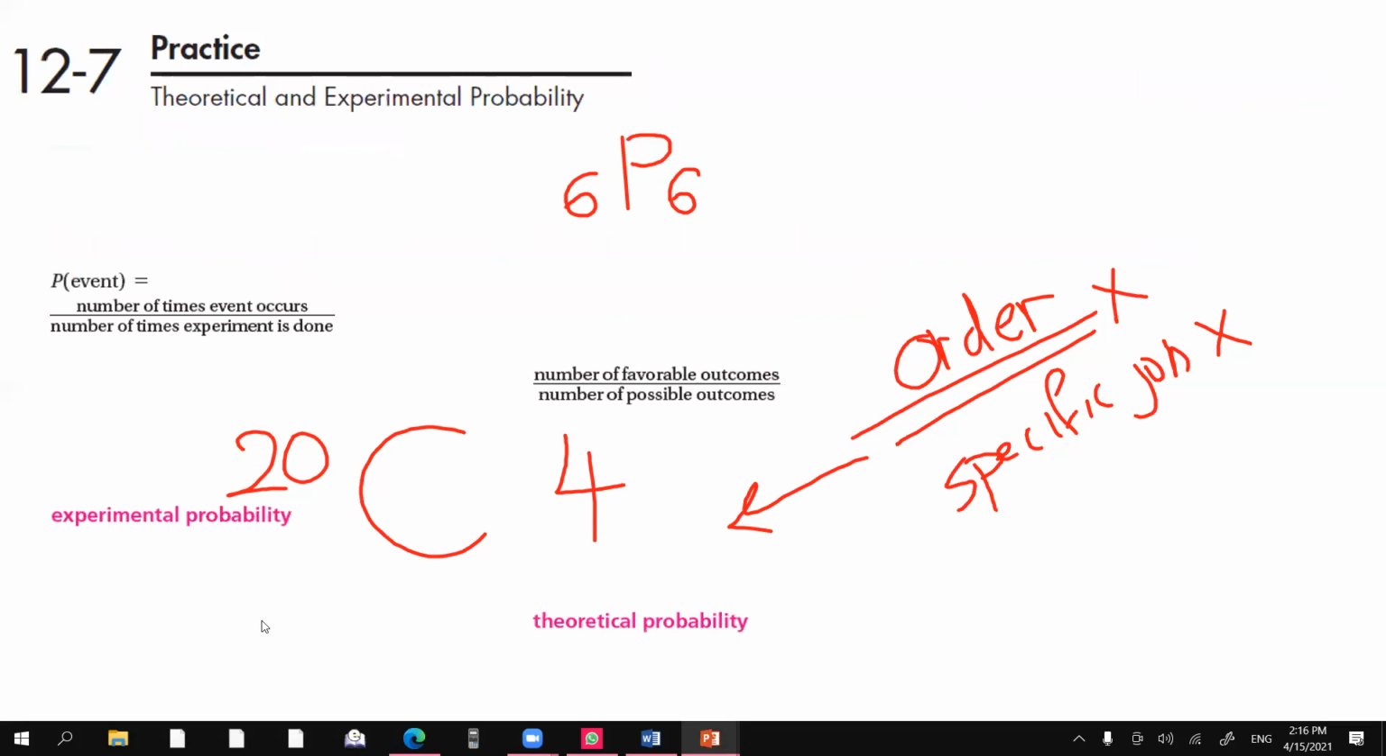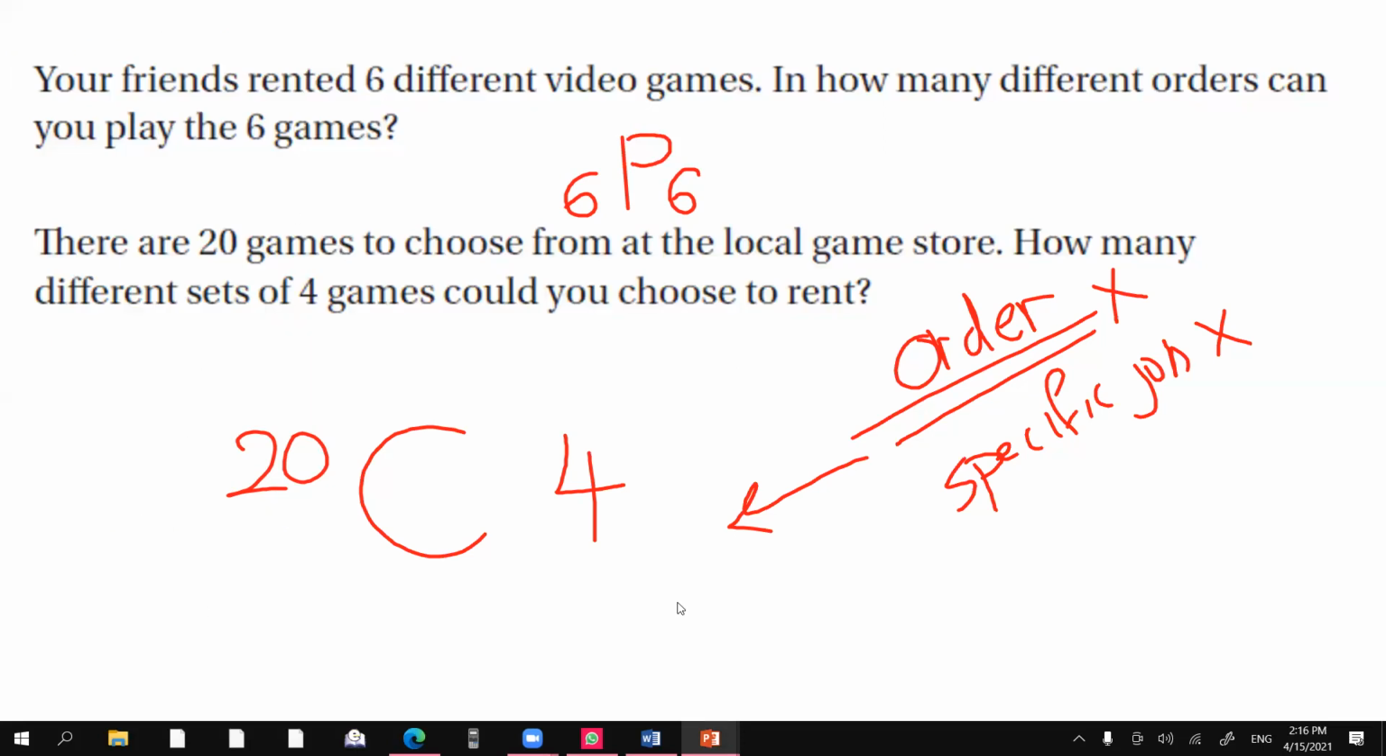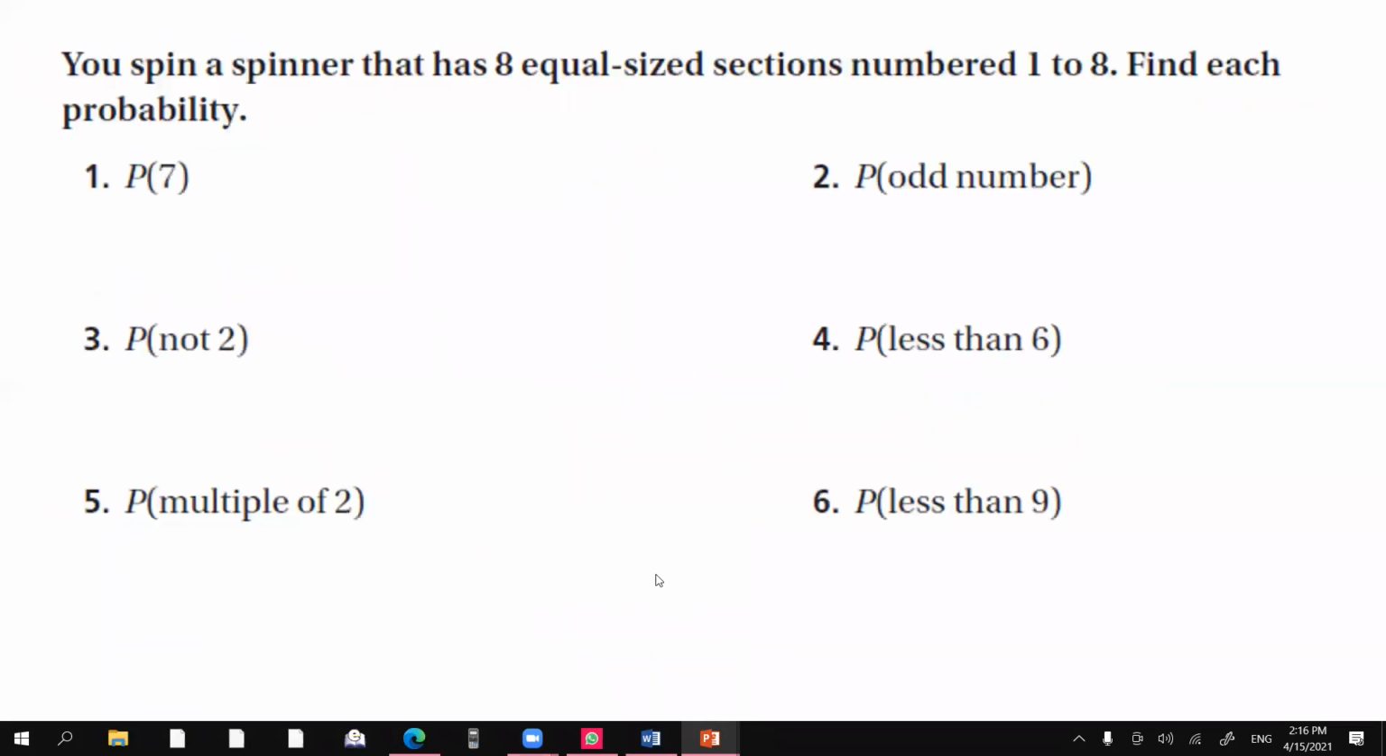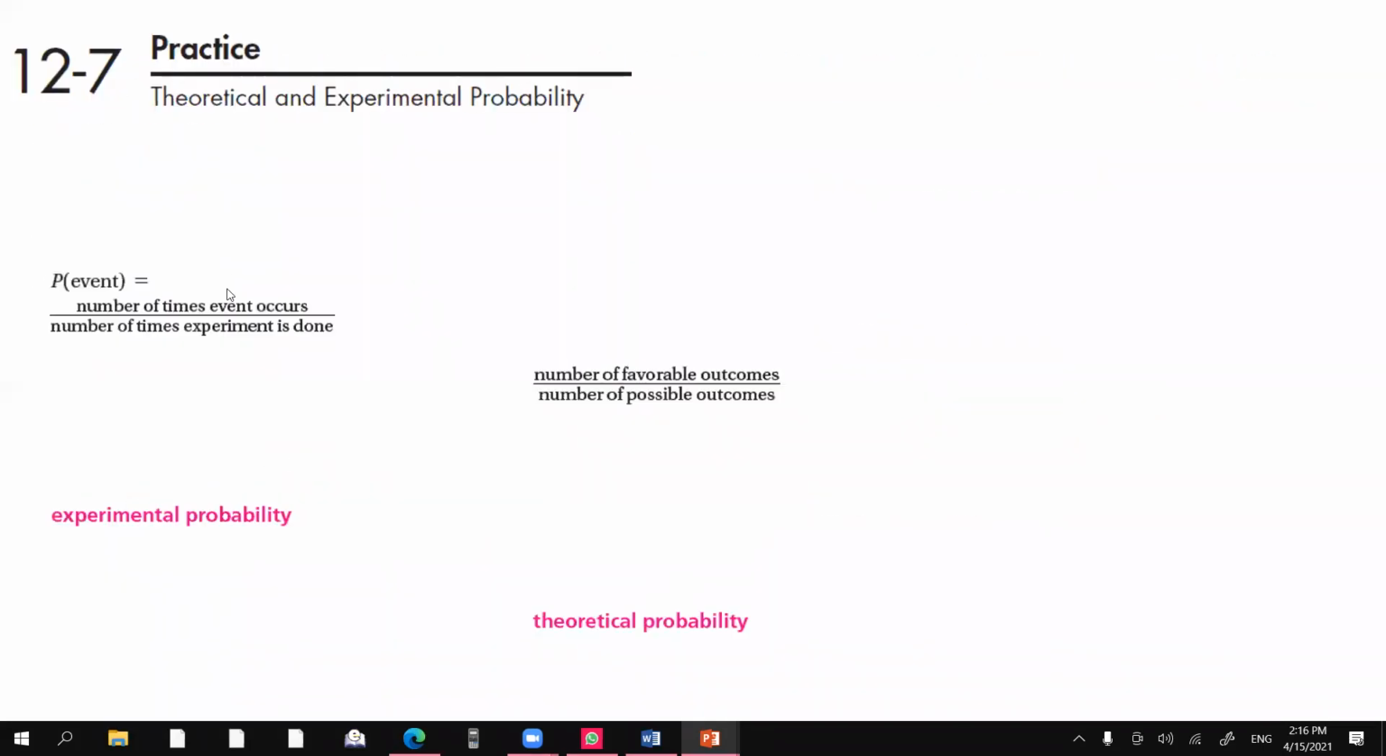Now, do you have any questions here for lesson 6? Yeah. Now let's go to lesson 7. Lesson 7 was talking about theoretical and experimental probability. We say that we have 2 types of probability, theoretical and experimental. The experimental is the number of times the event occurs over the number of times the experiment is done.